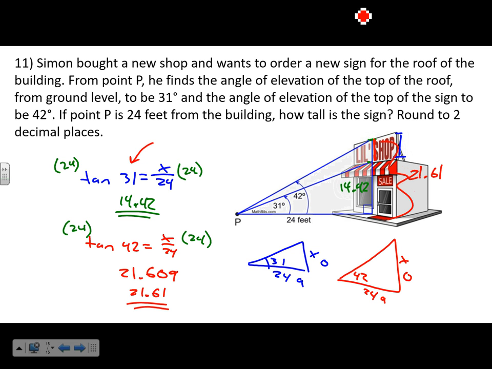So if the building was 14.42, and the whole thing with the building and the sign is this, then what's this little length right here? Well, we just subtract those. 21.61 minus 14.42. That sign is 7.19 feet tall. Yeah, because this is measured in feet right here.